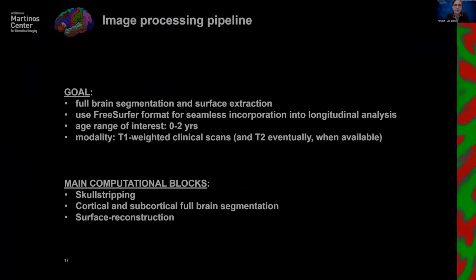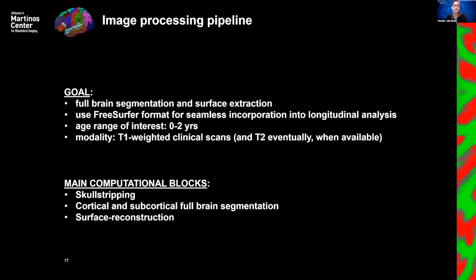So the goal of the image processing pipeline is the following. I wanted to write a set of tools that can accomplish a full brain segmentation and surface extraction from input MRI images. I also wanted the output to be compatible with FreeSurfer outputs. For those of you who are not in neuroimaging, FreeSurfer is an image processing pipeline that has been developed for more than 20 years, and it's applicable to adult brain MRI images. And it's one of the standards in the literature.